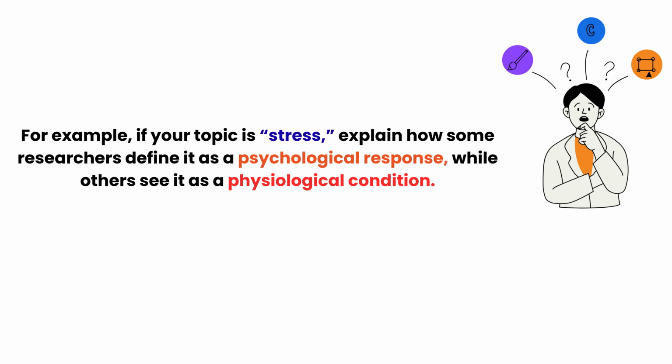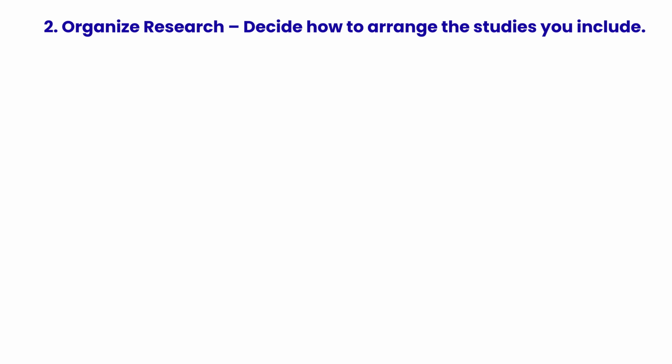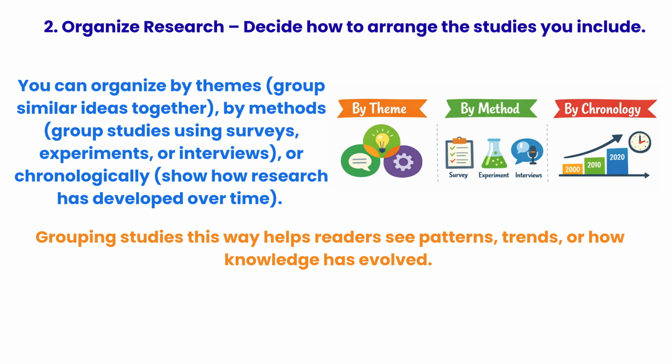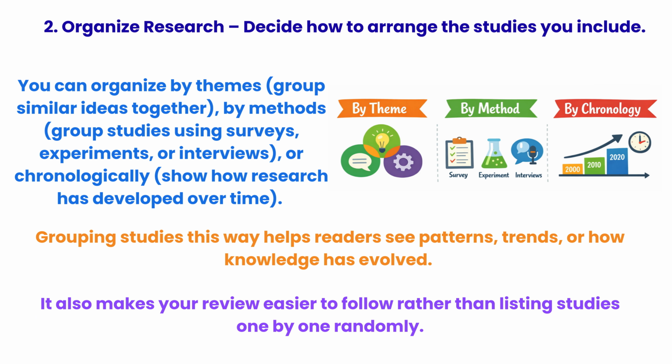For example, if your topic is stress, explain how some researchers define it as a psychological response, while others see it as a physiological condition. 2. Organize research. Decide how to arrange the studies you include. You can organize by themes, group similar ideas together; by methods, group studies using surveys, experiments, or interviews; or chronologically, show how research has developed over time. Grouping studies this way helps readers see patterns, trends, or how knowledge has evolved. It also makes your review easier to follow rather than listing studies one by one randomly.